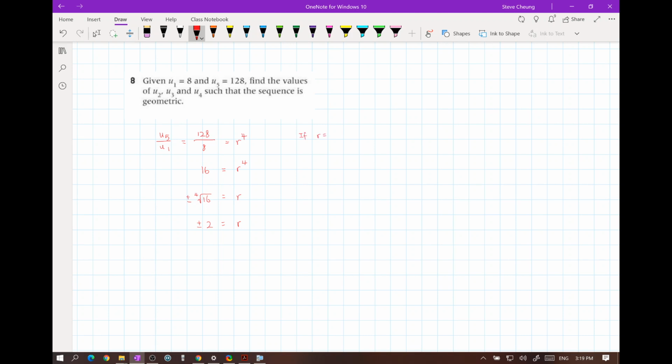If r equals positive 2, then we have u2 equals 16. So I just multiply 8 by 2, and then multiply this by 2, and multiply this by 2. And if r is negative 2, we multiply 8 by negative 2, and the second term multiplied by negative 2 becomes a positive still. Multiply by negative 2 becomes a negative. So very similar, except one of them stays positive throughout, and the other goes in between positive, negative, positive, negative. All right, and that's the end.